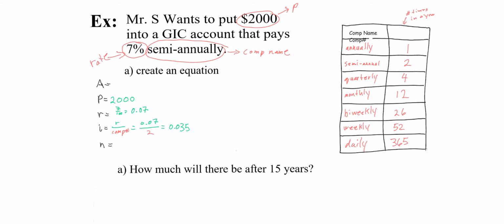The next thing is to figure out what n is. If something is compounded semi-annually, that means the number of times it happens within a certain number of years. So now we're going to write an equation for that. n is equal to the years, and then we multiply that by whatever the comp number is.